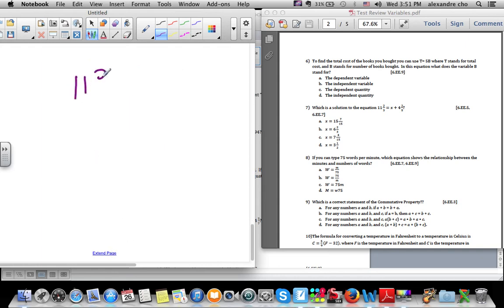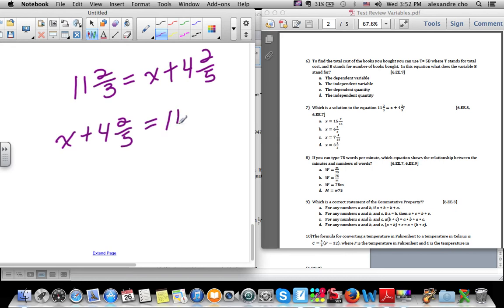7. You've got 11 2/3 equals X plus 4 2/5. Personally, I don't like when the variable's on the other side. I would rewrite it like this: X plus 4 2/5 equals 11 2/3. We should know both ways, but you can always just switch it around. So it says something plus 4 2/5, 4 and a little bit, equals 11 2/3, which is about 11 and a little bit more than half.